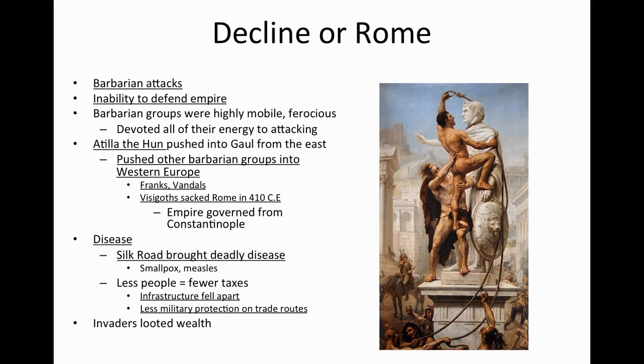Disease was also a factor that weakened the population. Fewer people equals fewer taxes. Fewer taxes means soldiers don't get paid. Infrastructure is not maintained. And as a result, Rome was open. And so those Germanic groups like the Huns, the Franks, the Vandals came in, and the Visigoths actually sacked Rome in 410. Here you go. Literally invaded the city of Rome. That's when the Roman Empire's central government moved to Constantinople. So barbarian groups, but it was probably disease that initiates the downfall. And that disease opens Rome up to invasion.